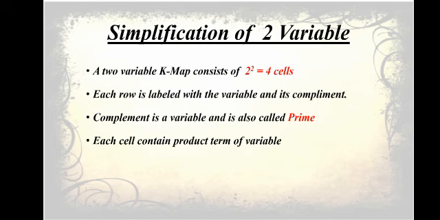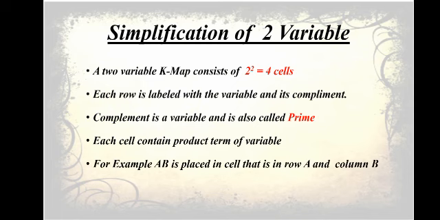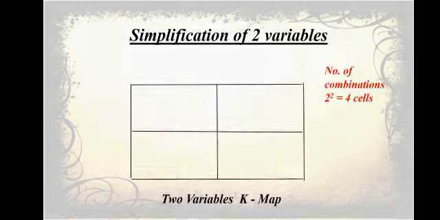Each cell contains a product term of the variables. For the variables present in the rows and columns, we have to write the product of each term of the variables. For example, a complement b, a prime b or a naught b is placed in the cell that is in the row of a naught and column b.